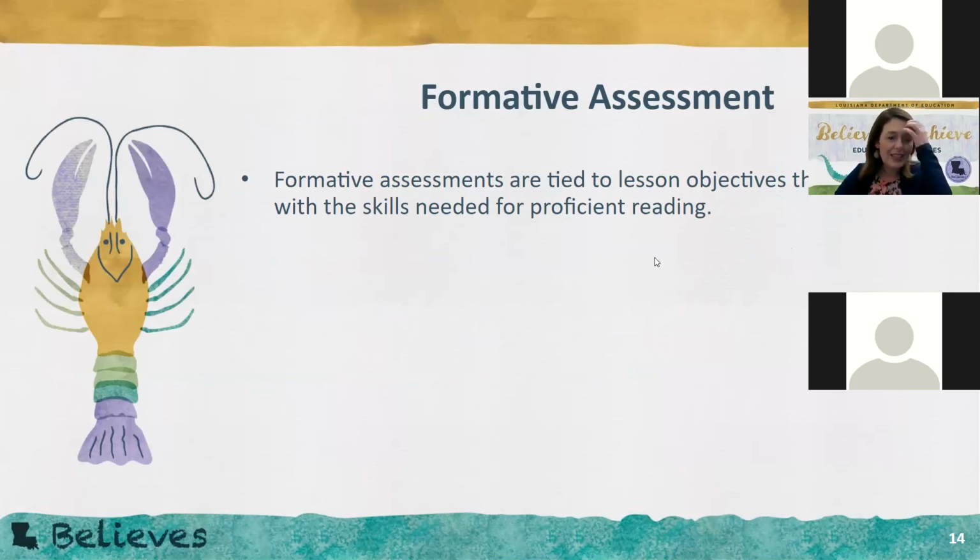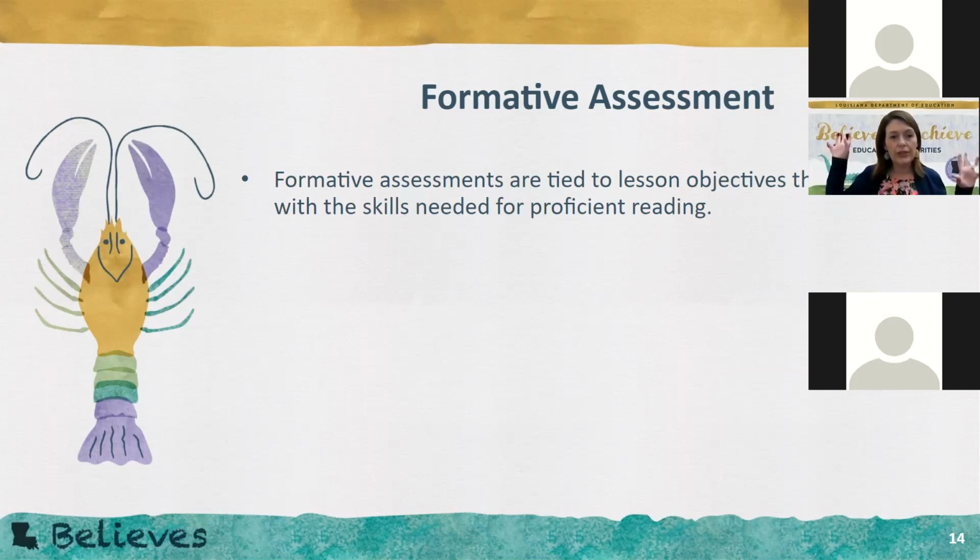Now, again, just like we were saying yesterday, the formative assessments are tied to lesson objectives. So where screeners are addressing these broad skills, as our diagnostic assessments do, your formative assessments are really tied to your lesson objectives for the day. And your lesson objectives should be aligned with the skills that are needed for proficient reading or writing, as the case may be. So, it all goes hand in hand.